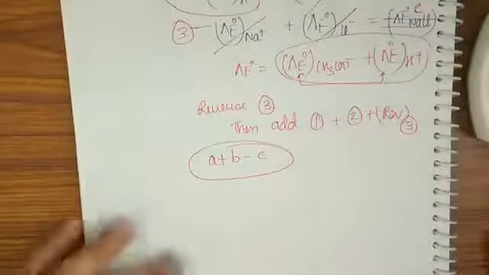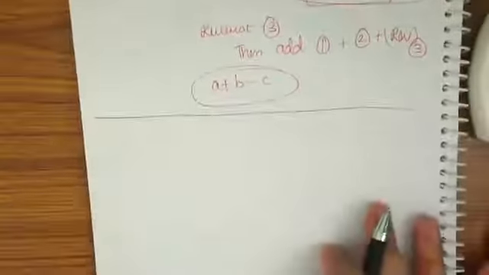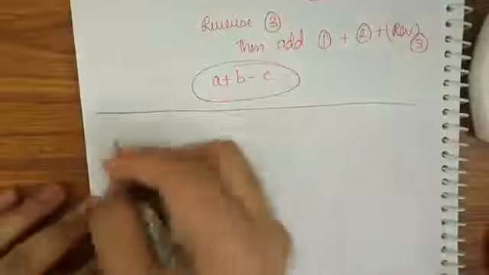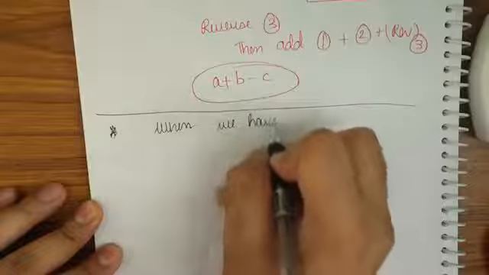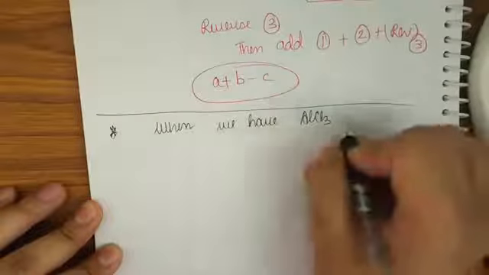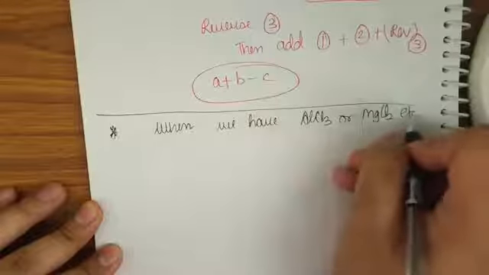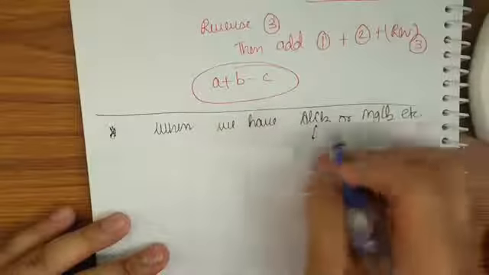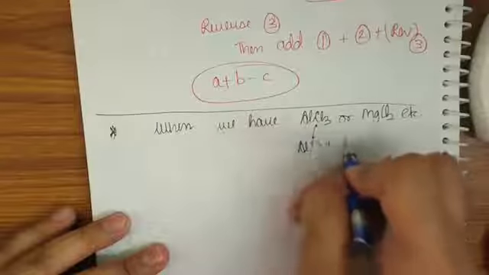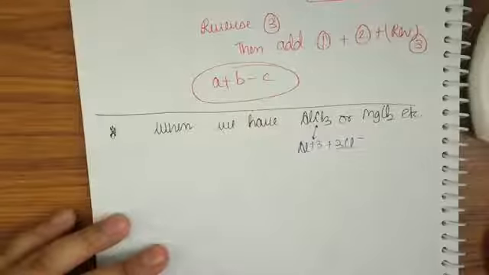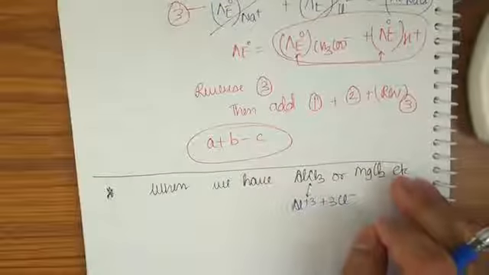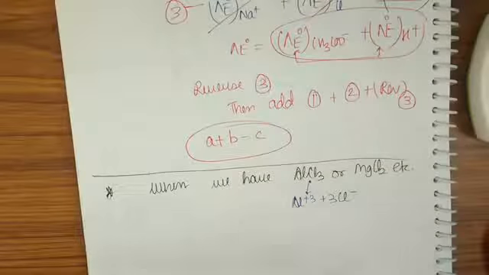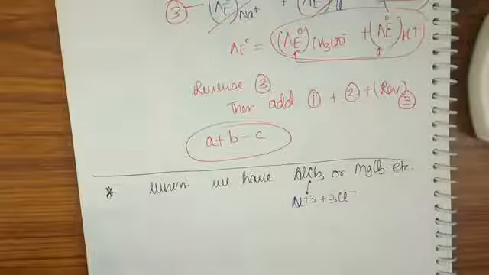Now let me tell you a very important thing. When we have AlCl3 or MgCl2 etc., which can be dissociated, like Al³⁺ plus 3Cl⁻, I will basically be getting 4 ions. Here I was getting only 2 ions, so it was an easy question. Now how to solve such types of questions? We have to take a particular value of n multiplied to the particular ions. Okay, let's see.